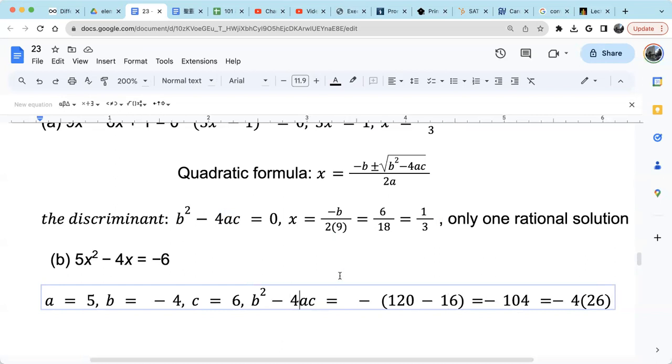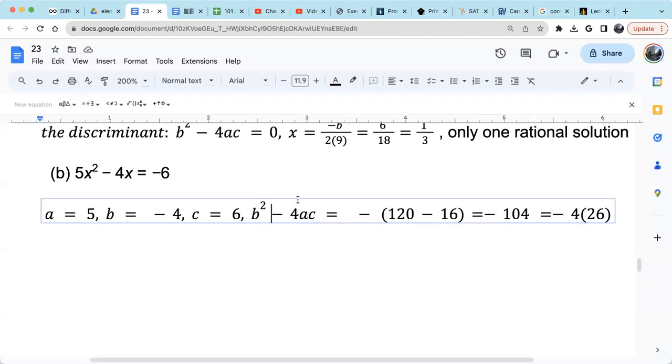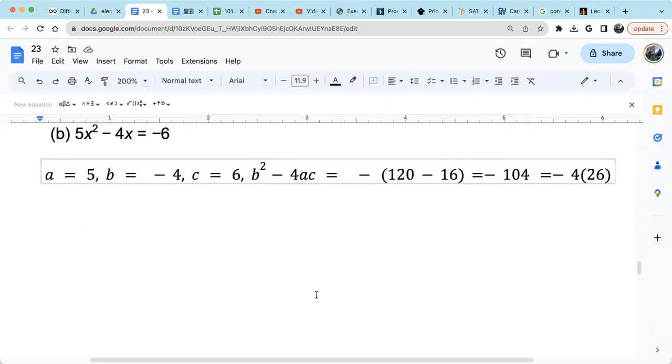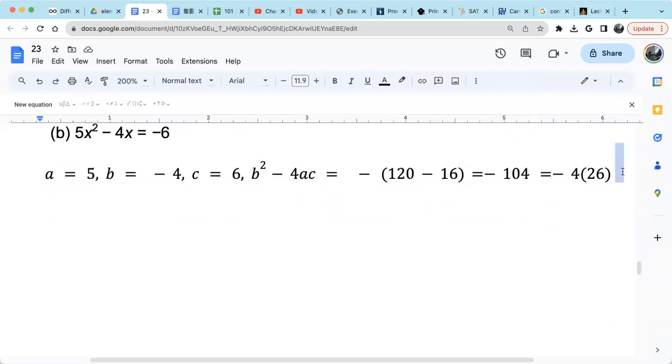Okay. So the discriminant is less than 0, it is negative. I'm going to use the quadratic formula again, copy and paste down here.